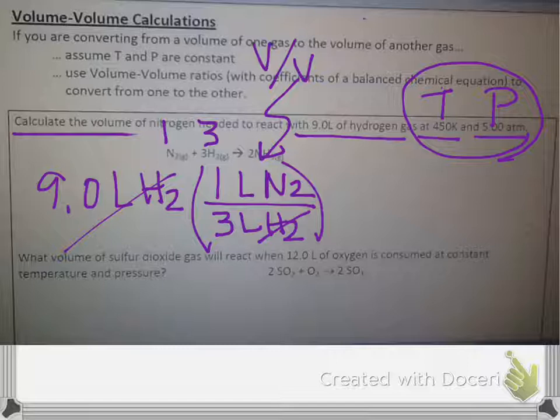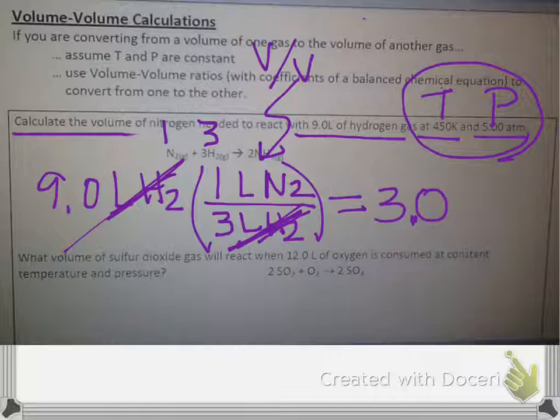So I've converted from hydrogen, so I've got hydrogen on top and bottom, I'm canceling it, and I'm converting to liters of nitrogen. Okay, so basically I've got 9 divided by 3 here, don't I? I don't need a calculator for that. We end up calculating that we'll need 3 liters of nitrogen. Now that is simple, isn't it?